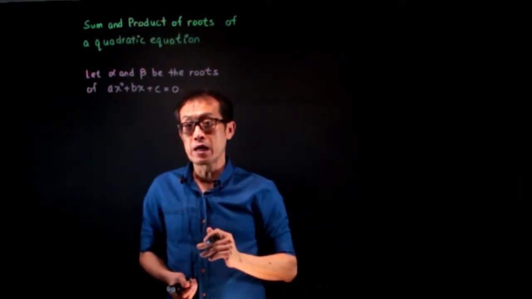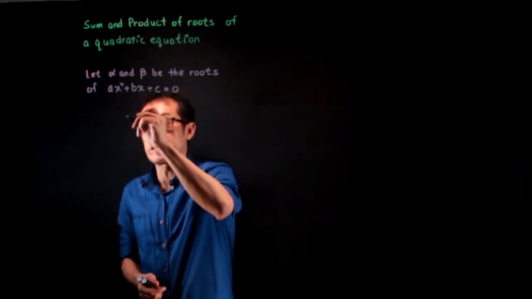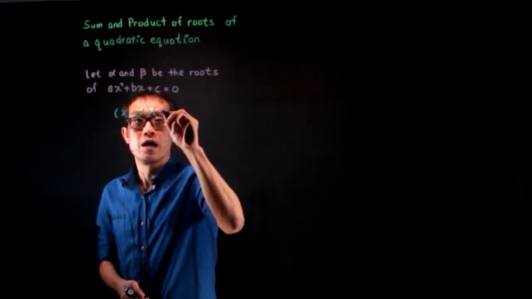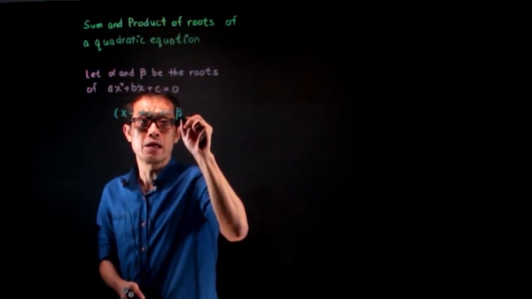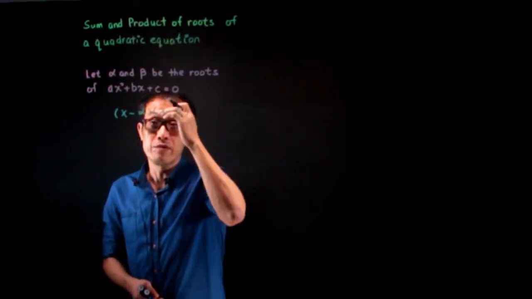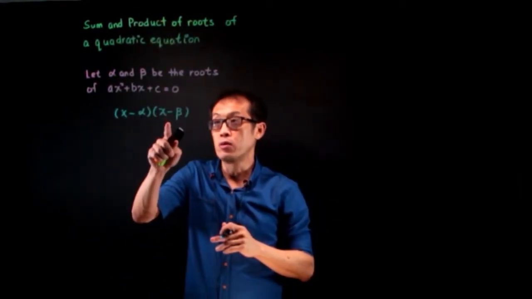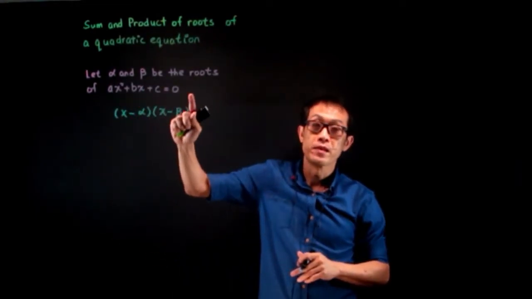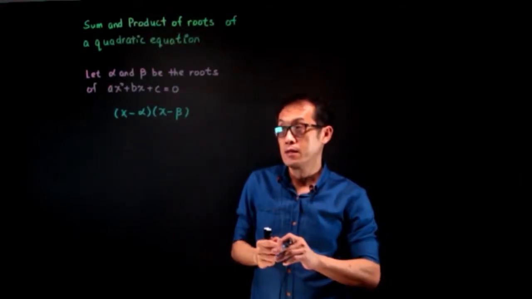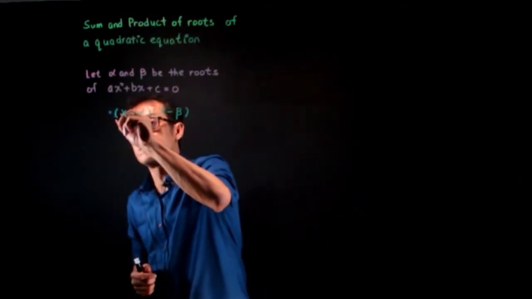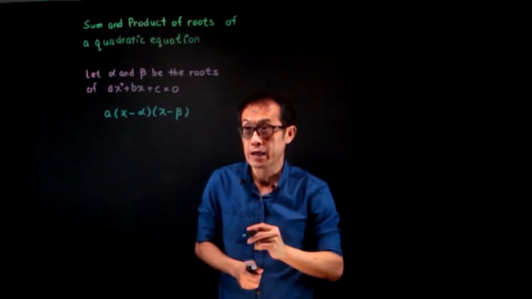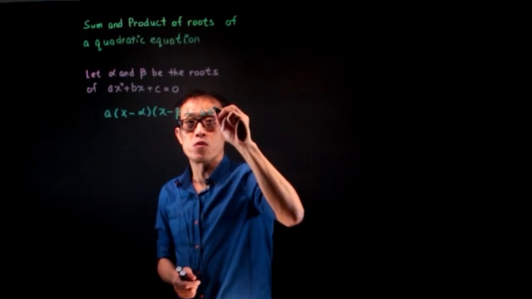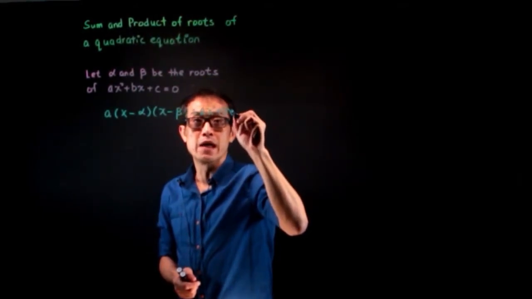Now, alpha and beta being the roots of the equation, we can write it as x minus alpha, x minus beta. If you look at it closely, if you multiply it out, you won't get this expression because the coefficient of x squared is a. To make it the same, we multiply it by a, and we can write this as ax squared plus bx plus c.